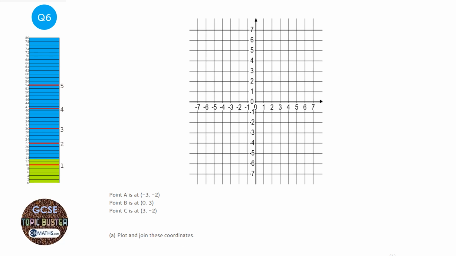Alright, so the first place to start on this is to plot the points. So point A is at -3, -2. So along the corridor and up the stairs, where we're going across -3 on the x-axis, which is this one here, and then we're going to go down 2 on the y-axis. So it's this one here.